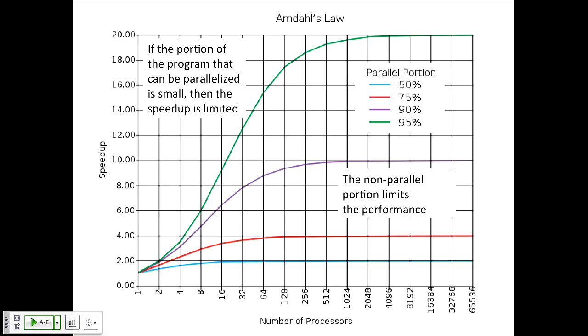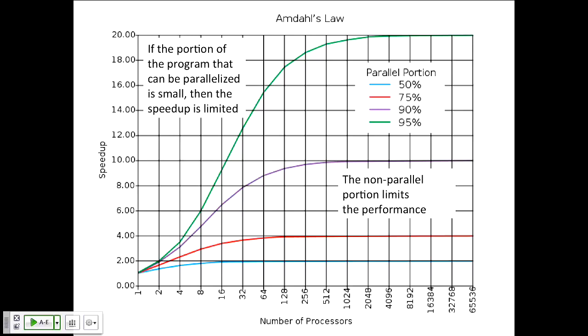But these different lines are calling out the cases of different amounts of parallel code in the application. So if only 50% of your code base is parallel, it doesn't matter how many processors you use, you'll never get more than a speedup of two. If only half your code is parallel, and I speed it up an infinite amount, I still have to do the other code that isn't parallel, and so the maximum speedup is two. I can at most cut my execution time down by a factor of two.